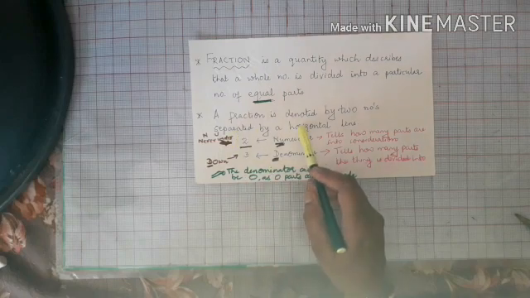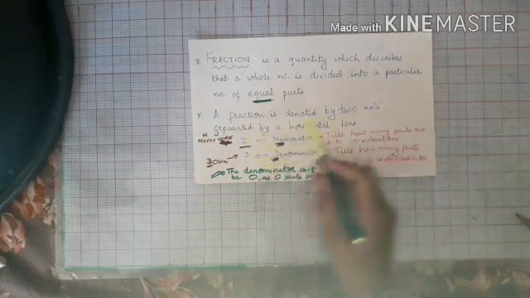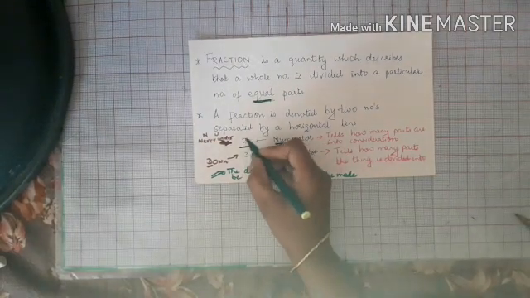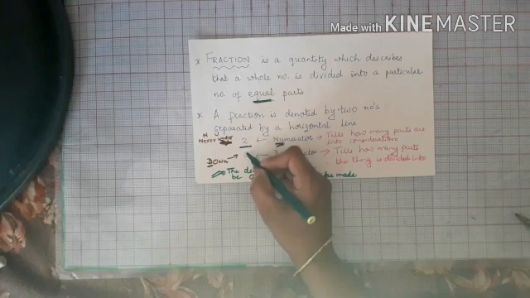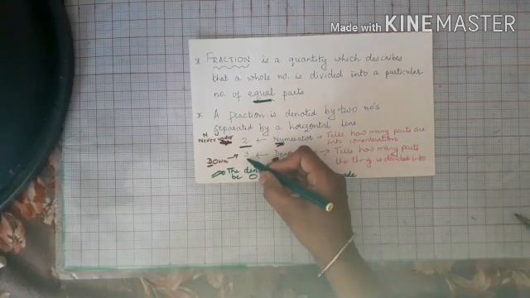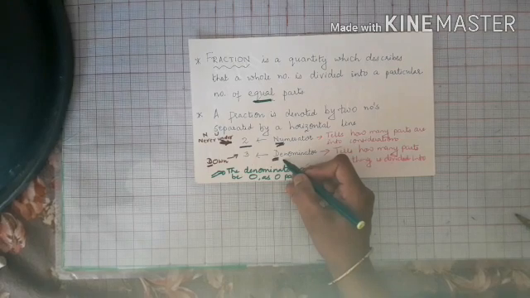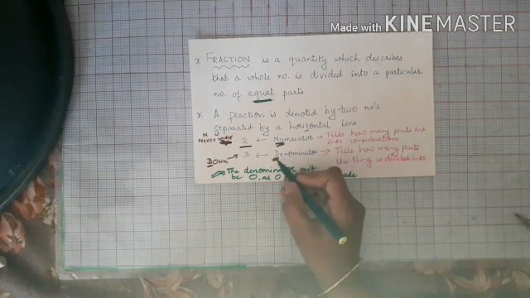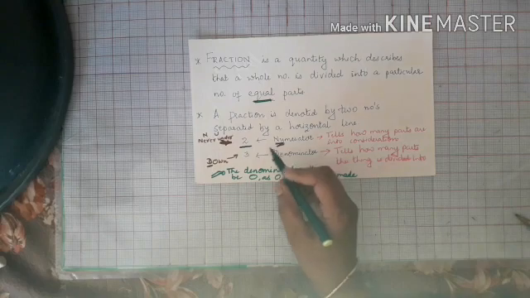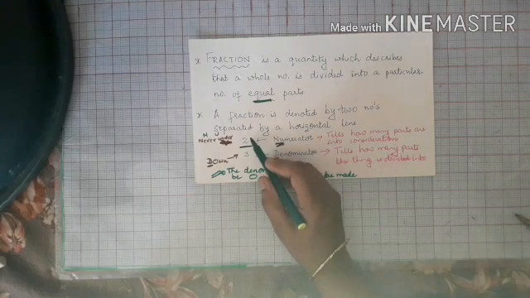A fraction is denoted by two numbers separated by a horizontal line. Here you can see one number is given, 2 upon 3. The number above the line is known as the numerator and the number below the line is known as the denominator. The denominator tells that the thing is divided into a particular number of equal parts, and the numerator shows the number of parts under consideration.